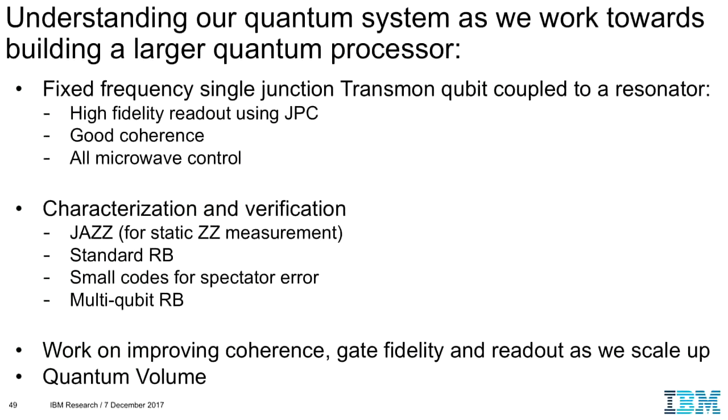So to finish up the first part of the talk, we talked about the qubits that we have and some characterization methods. We're always working on improving coherence, gate fidelity, and readout as we scale up. So that's what we need. And I've defined a metric, quantum volume, to start using to understand how well we're doing, how well we're improving on all these aspects of the device.